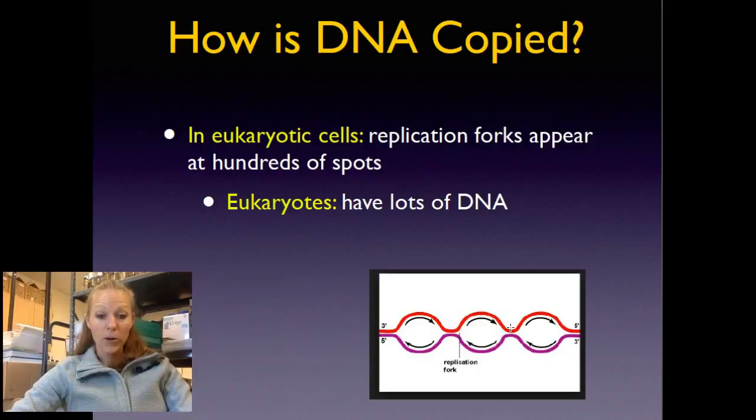In eukaryotes, there are many replication forks. We're a more complex cell, and so therefore there are more enzymes to do more jobs and to get this job done faster. Eukaryotes have lots of DNA for their complexity, so it pounds this out really quick with multiple replication forks.